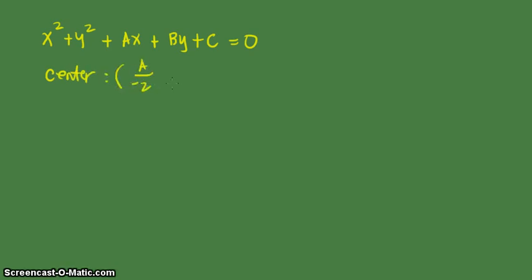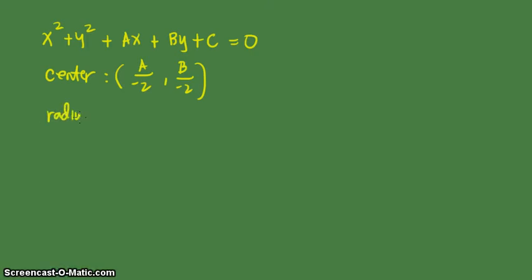Okay, so now we are ready to make a generalization. Let's say the equation is given as x squared plus y squared plus ax plus by plus c is equal to 0. The center can be obtained when we divide a by negative 2 and when we divide b by negative 2. So a is the coefficient of x and b is the coefficient of y.